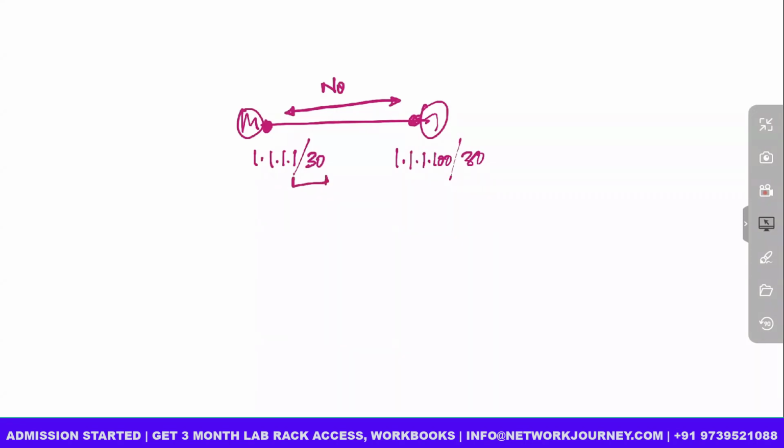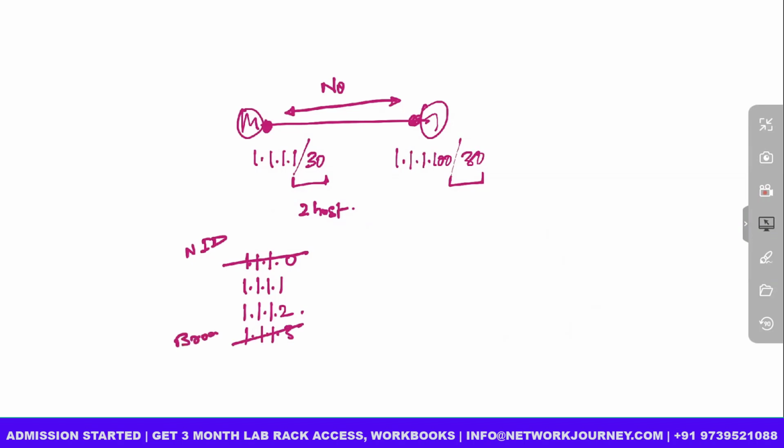Because you see this subnet now. In this subnet, only two hosts are possible. So 1.1.1.0, 1.1.1.1, 1.1.1.2, 1.1.1.3. Out of which this is the network ID and this is the broadcast IP. So the first and last you cannot use. So these are the usable IPs in this case.